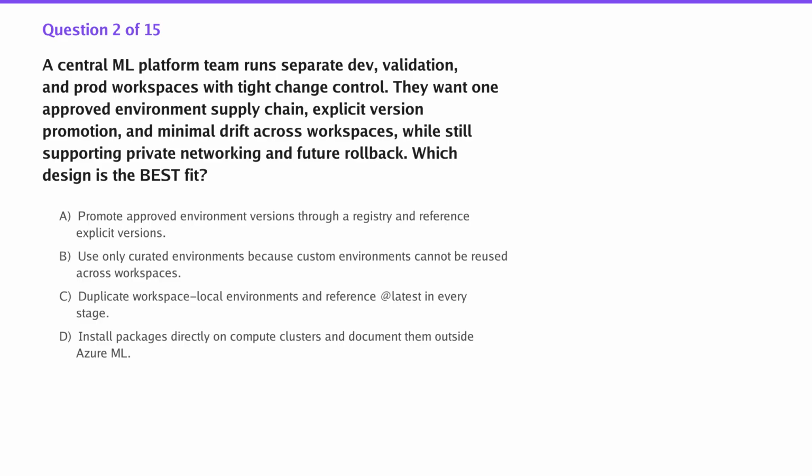Option A, promote approved environment versions through a registry and reference explicit versions. Option B, use only curated environments because custom environments cannot be reused across workspaces. Option C, duplicate workspace-local environments and reference latest in every stage. Option D, install packages directly on compute clusters and document them outside Azure ML. The correct answer is option A, promote approved environment versions through a registry and reference explicit versions.